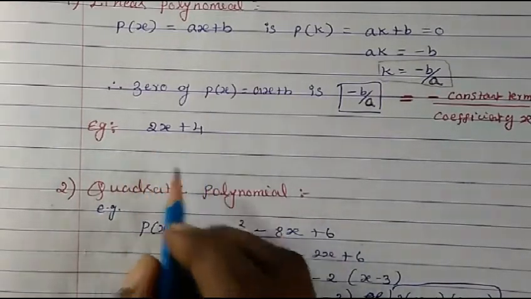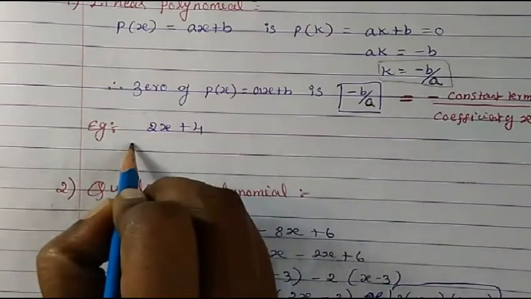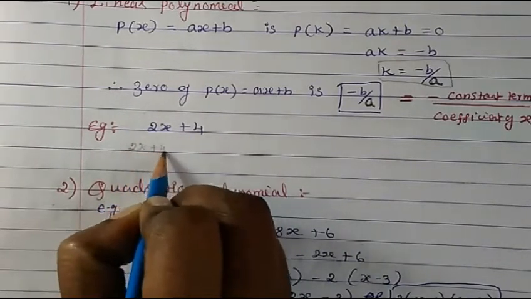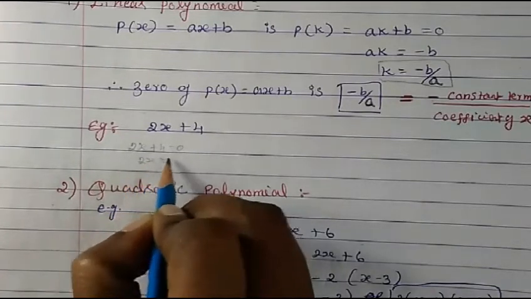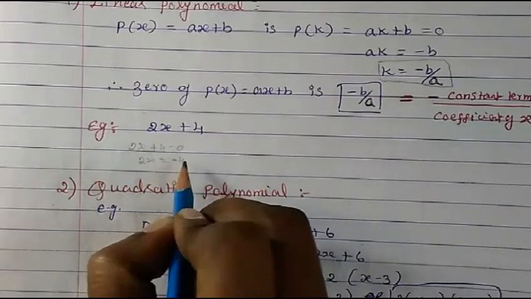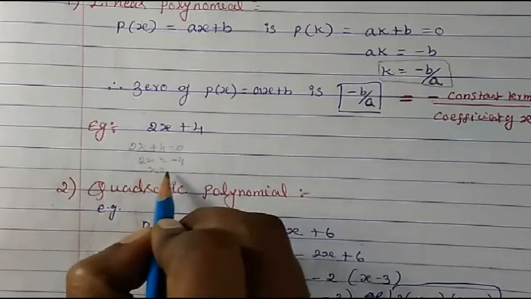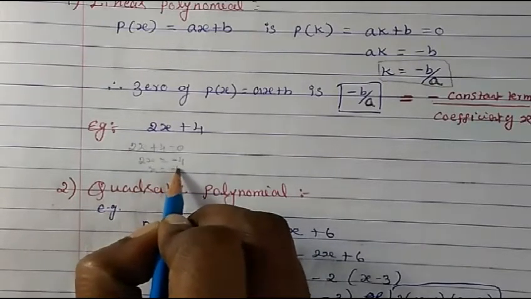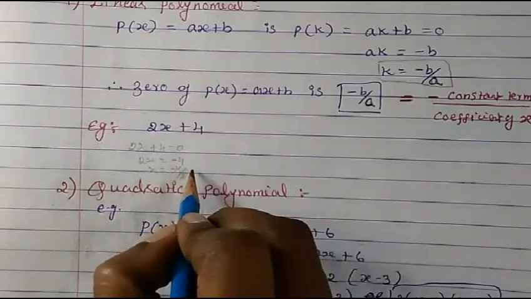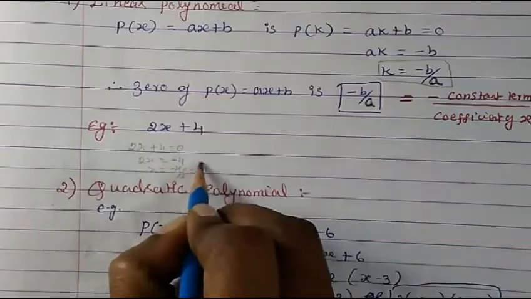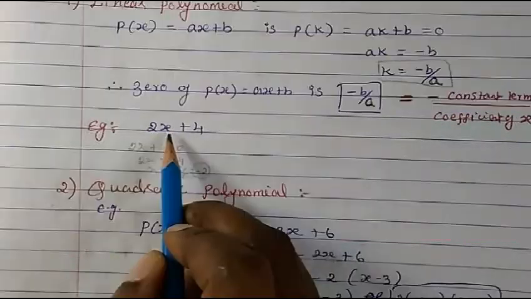Normally what we do, you do like this: 2x plus 4 equal to 0, then 2x we keep one side, then 4 comes this side as minus 4, and x you keep like this, and then 2 comes this side, so minus 4 upon 2. When you divide this, you will get minus 2. So that's how you find the zero of a linear polynomial, right?